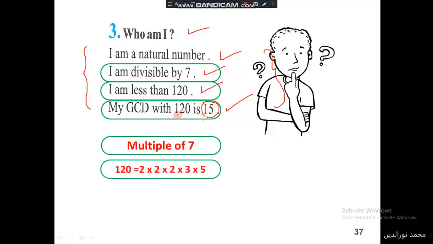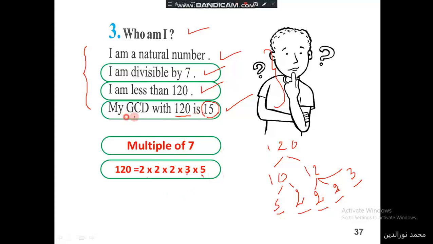If we make a decomposition of 120, which is 10 times 12, 10 is 5 times 2, 12 is 4 times 3, 4 is 2 times 2, and times 3. We have 2 three times, 3 one time, and 5 once. So this information is very important.